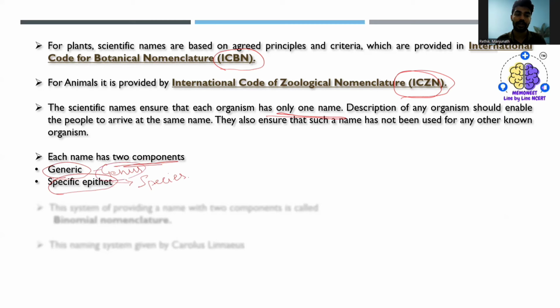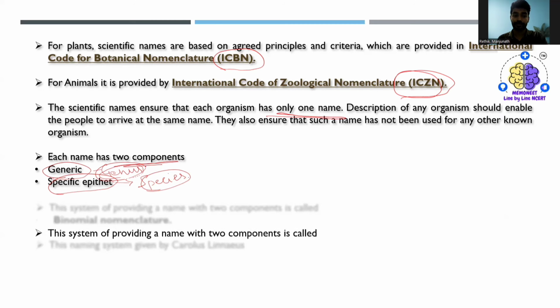In quick detail, what do we mean by genus and species name? Genus is where you classify organisms based on their morphological characters, bringing together organisms with similar characters. When you talk about species, it is about identifying or classifying organisms based on individual characteristics. That is called species.